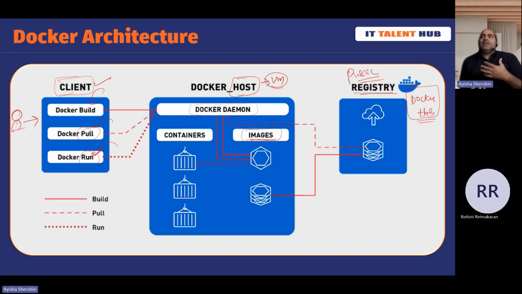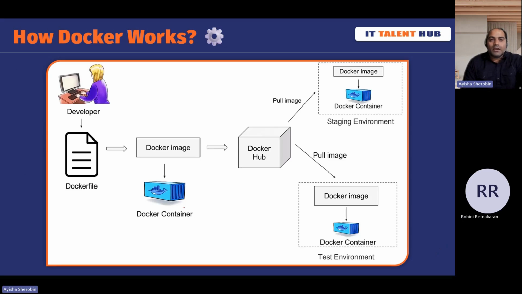As a user, let's say I have given a command like docker run. It will check the Docker image locally. If it is available, it is going to create the container quickly. If the image is not available, it's going to pull from Docker Hub. Okay, so this is how it actually works. All right.